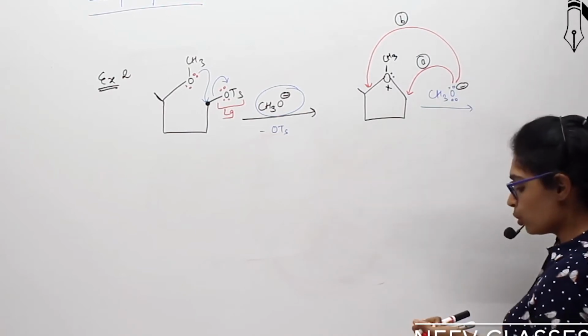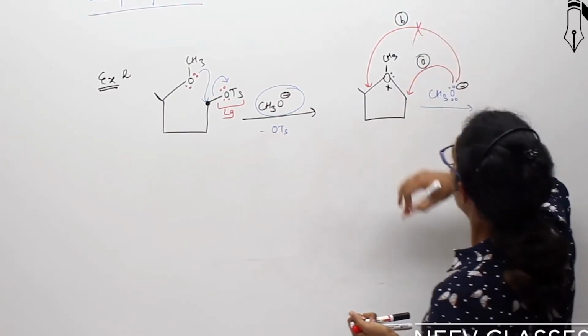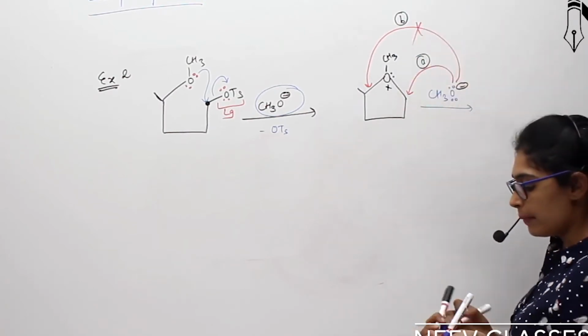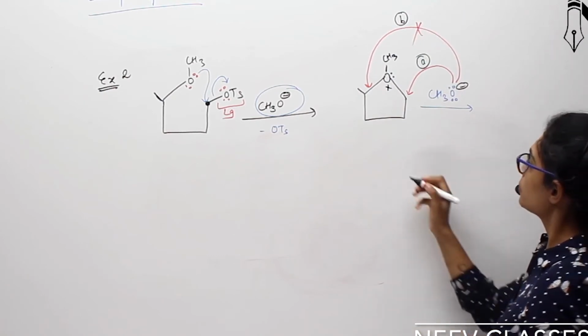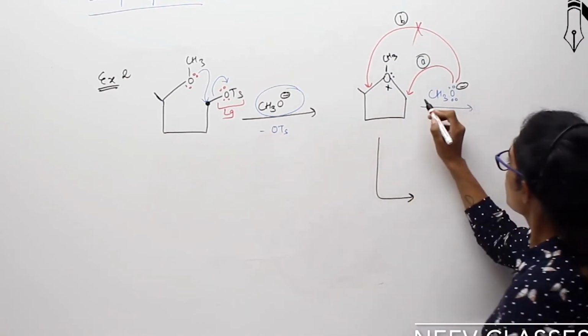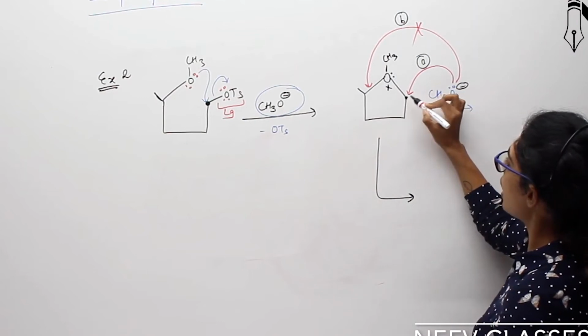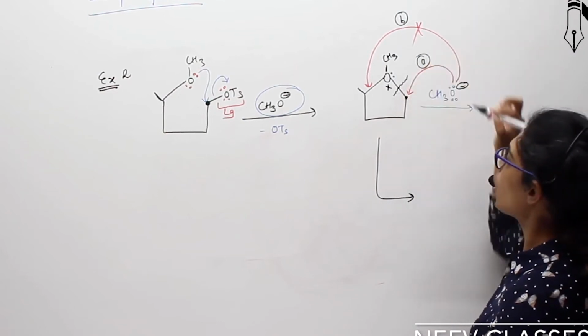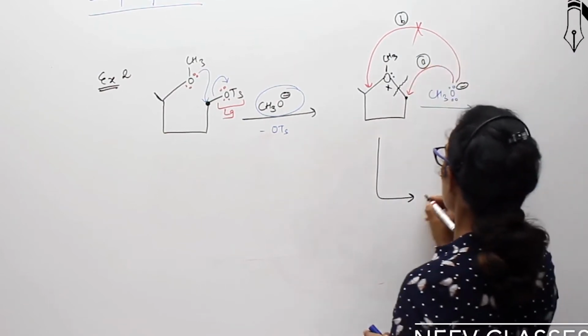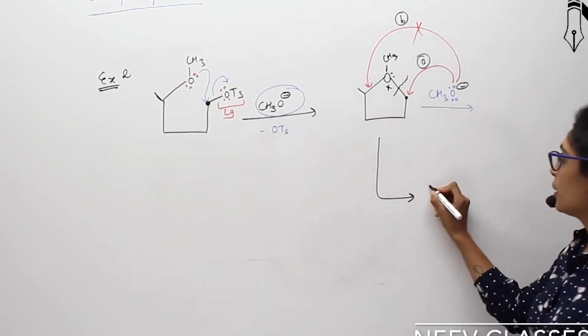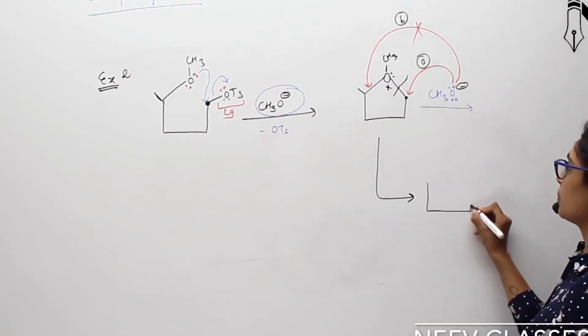So it will not go through pathway B, but it will follow path A, eventually forming the molecule as, so this CH3O will attack this carbon, will break the bond between oxygen and carbon, and the chain will look like this.